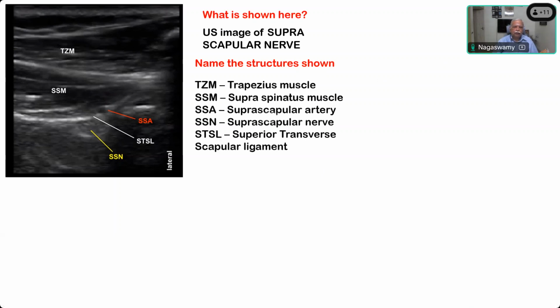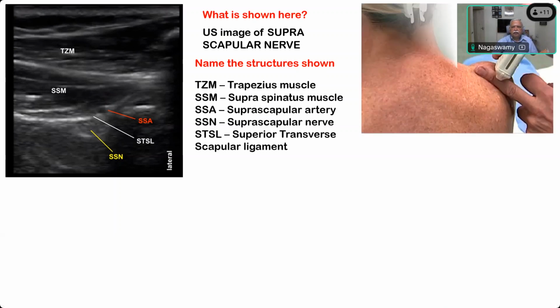So, name the structures shown. I have already told you: the trapezius muscle, supraspinatus muscle, suprascapular artery, suprascapular nerve, and superior transverse scapular ligament. These are all the structures that are there.